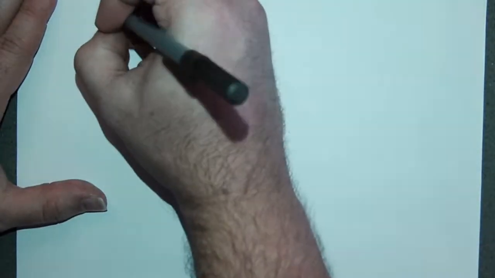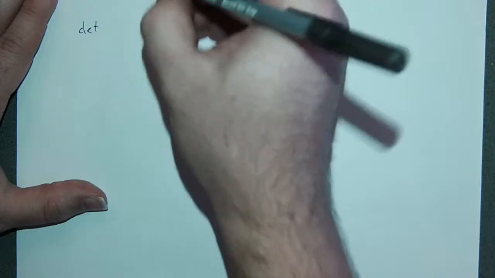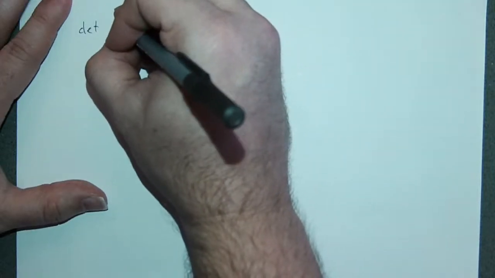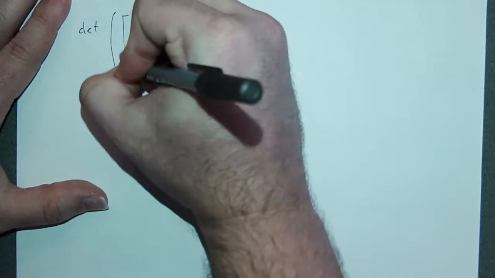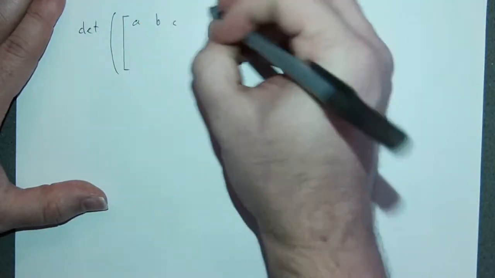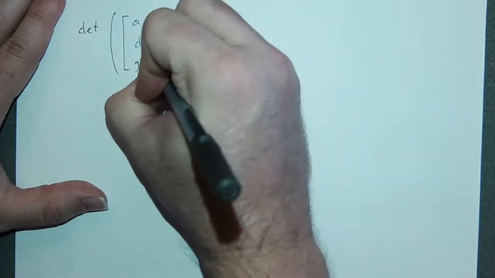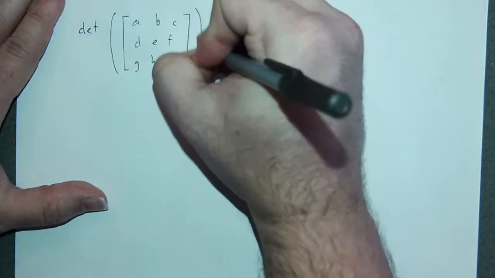So then if I have a matrix, I'm going to write the determinant of the matrix as follows. This is not typical notation if you're doing this in Math 240, but I'm going to keep it simple and write this as the determinant of matrix ABC, DEF, GHI. These are all real numbers.